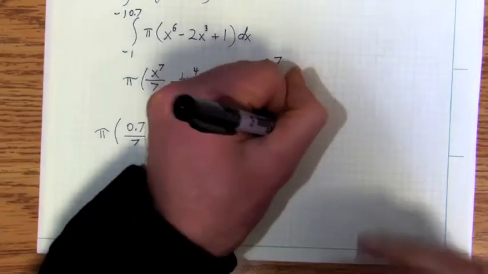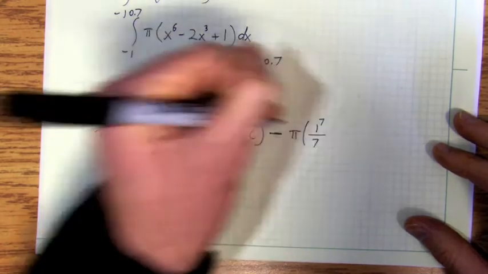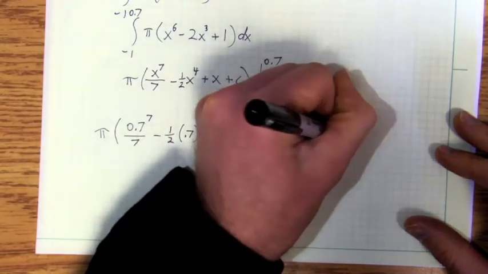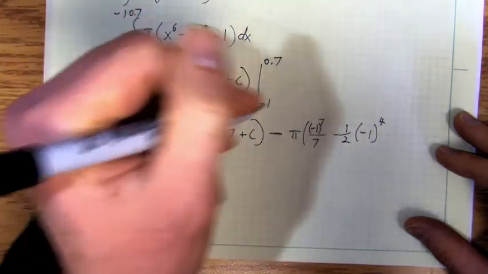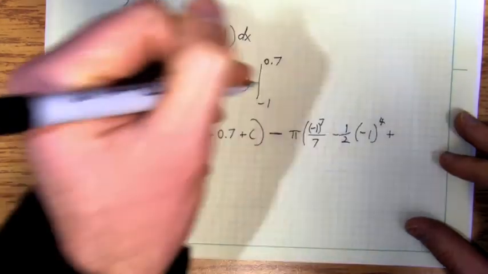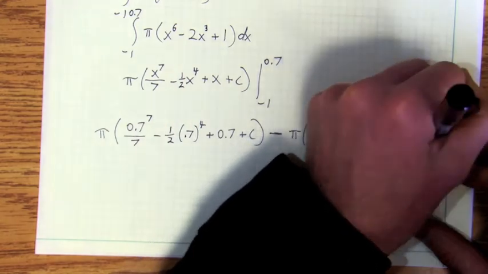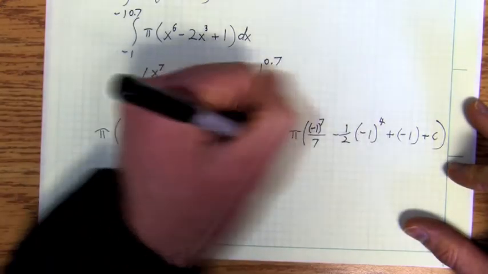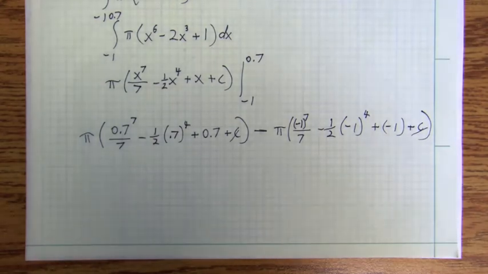minus pi times -1 to the 7th over 7. Oh, sorry, that's -1. Minus 1/2 -1 to the 4th plus -1 plus c. Those c's are going to cancel. And then I just got to grab my calculator and come back.